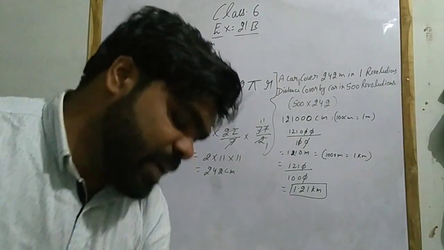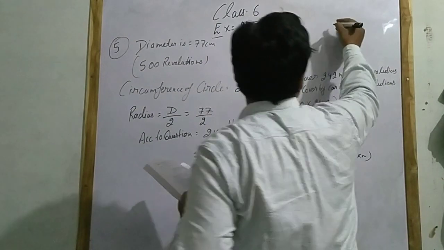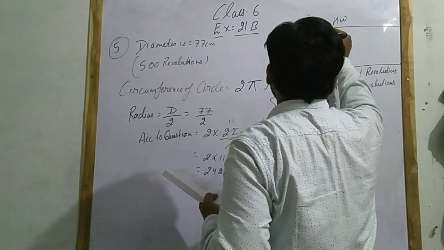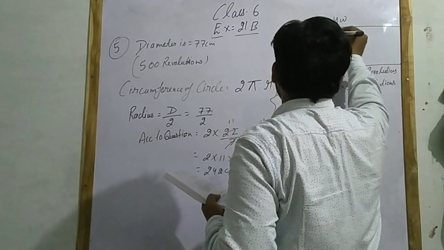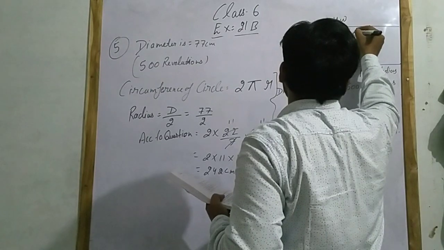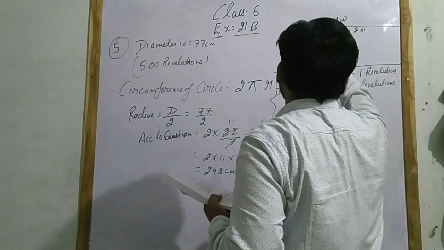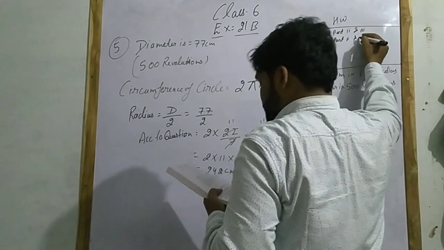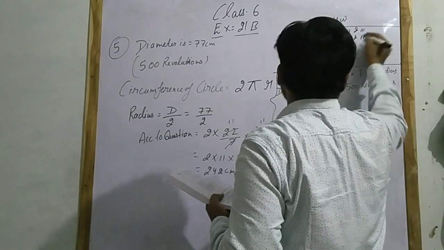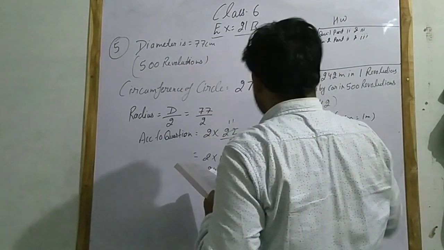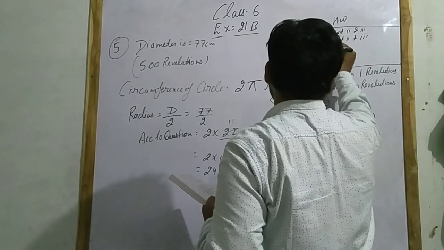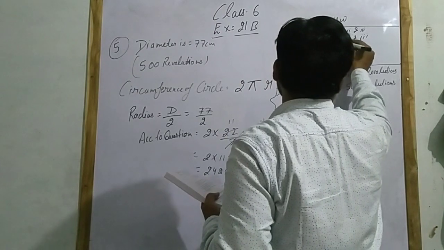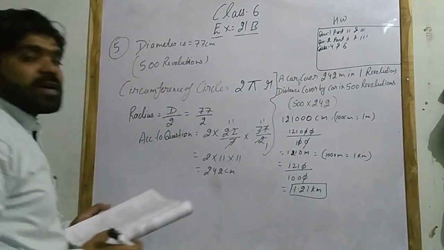Now I am mentioning the homework. You have to do question 1 parts 2nd and 3rd, question 2 parts 2nd and 3rd. After that, question 4. Then we have discussed question 5, and question 6 you have to do. Your exercise will be complete.